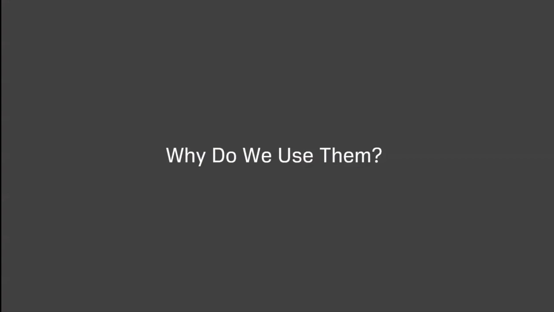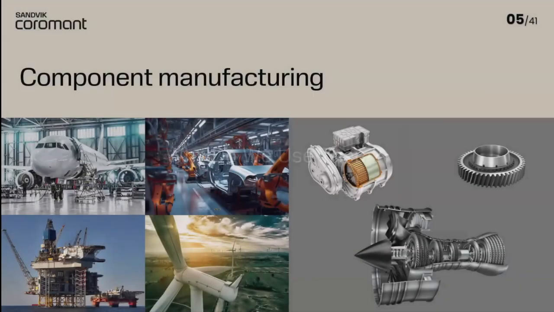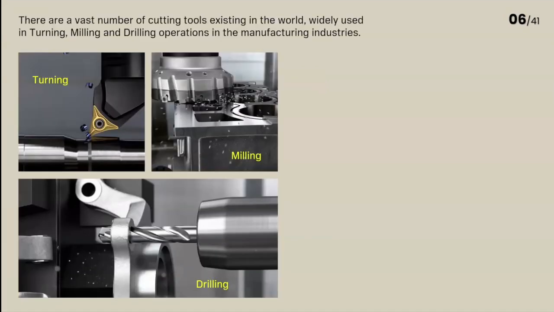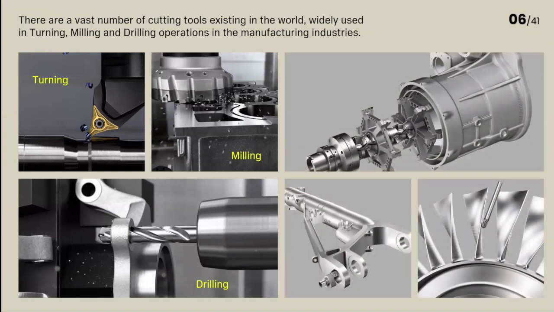Next, why do we use them? Across a wide range of manufacturing industries, including aerospace, automotive, oil and gas, power generation, and many more, engineering and components manufacturing heavily rely on metal cutting tools. There are a vast number of cutting tools existing in the world, and widely used in turning, milling, and drilling operations in the manufacturing industries. And these tools allow us to create a wide range of features upon the workpiece material, from simple shapes to very complex components.